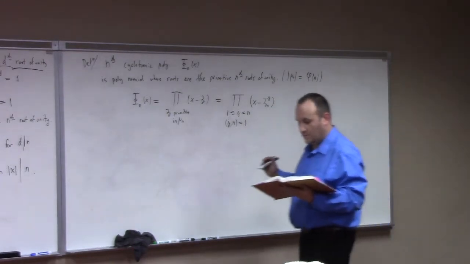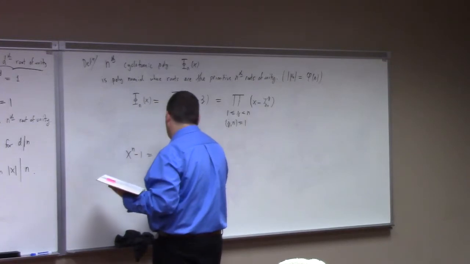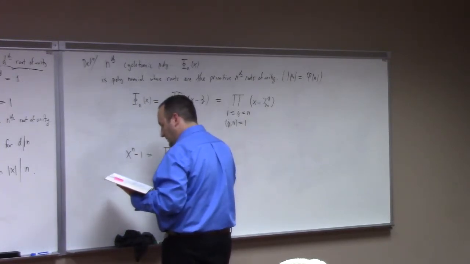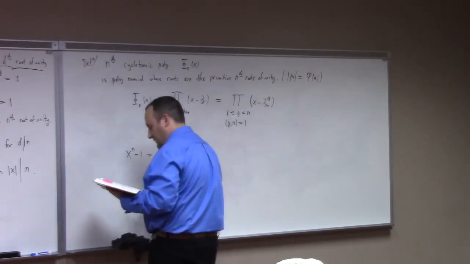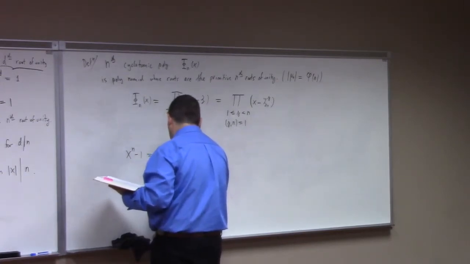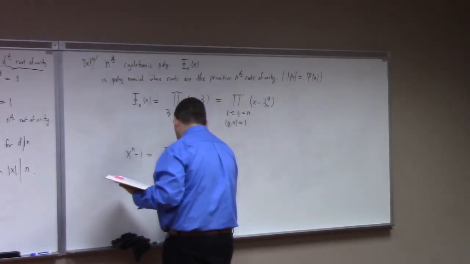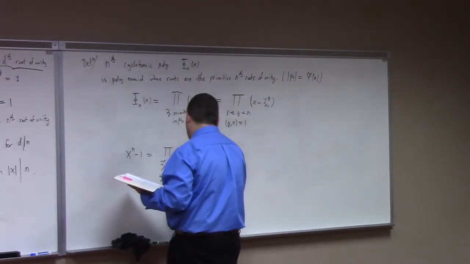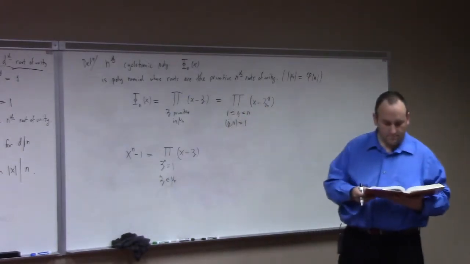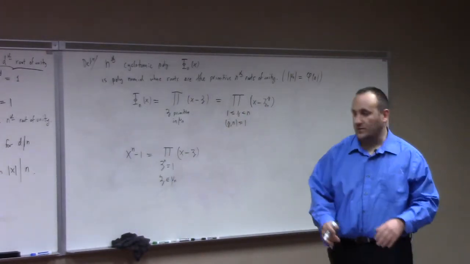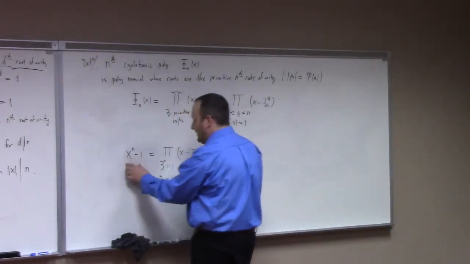So then he points out that x to the n minus 1 can just be written as the product over zeta with zeta to the n equal to 1, such that zeta is in the nth roots of unity, of x minus zeta. All right? So this is not the cyclotomic polynomial anymore, right? Now I'm looking at x to the n minus 1.